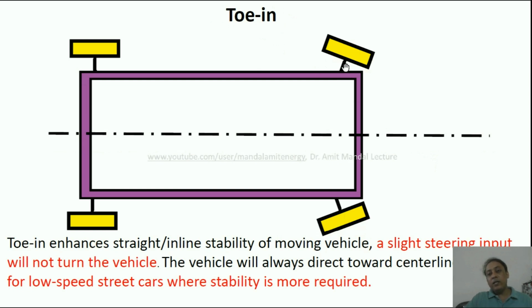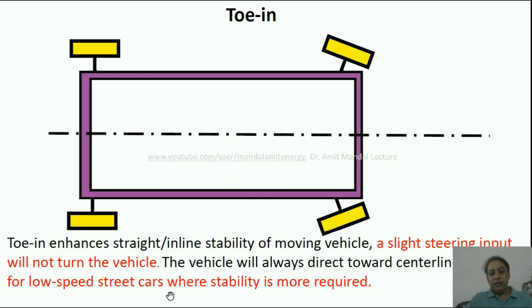Actually, what happens is that by default, some amount of angle is given to the wheel so that the front edge of the wheel directs toward the center line of the vehicle. So what happens due to this is that the inline stability of movement of the vehicle improves. Reason being, both the wheels want to follow the center line. Okay, so come to the text. Toe in enhances the straight or inline stability of a moving vehicle. A slight steering input will not turn the vehicle. Means in case a slight disturbance is given to the steering wheel, then the vehicle will not turn because stably it wants to move in a straight line.